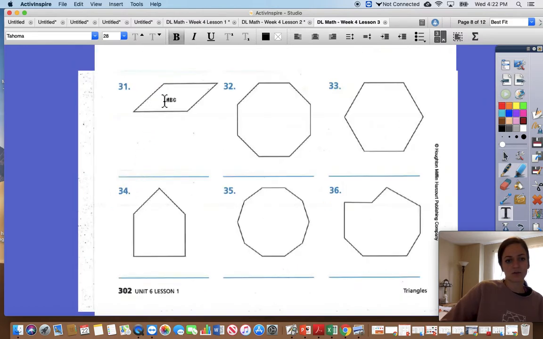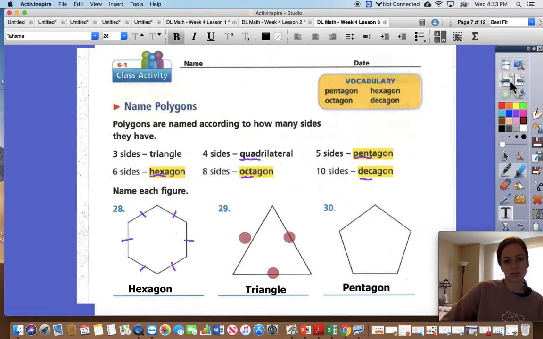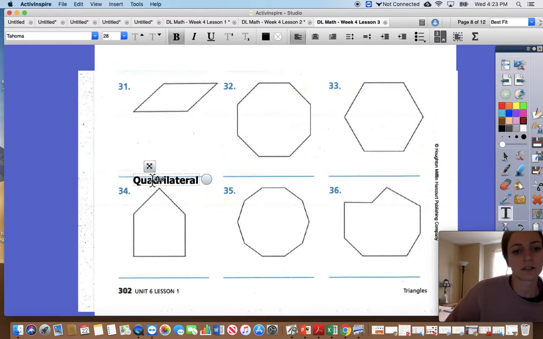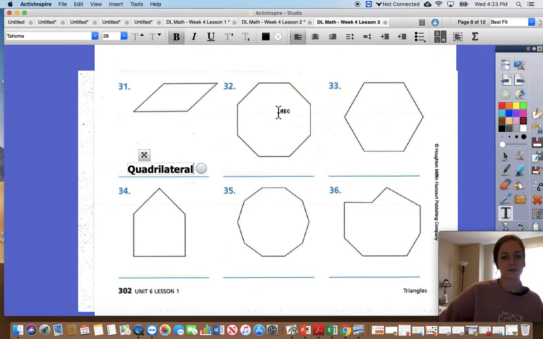Okay, let's count. 1, 2, 3, 4. This one has 4 sides, so which shape is it? It is called a quadrilateral, and it's kind of funny because all of these end in gon, right, except for quadrilateral and triangle. But this one is a quadrilateral, which is quite the word to spell. Okay, let's look at the next one.